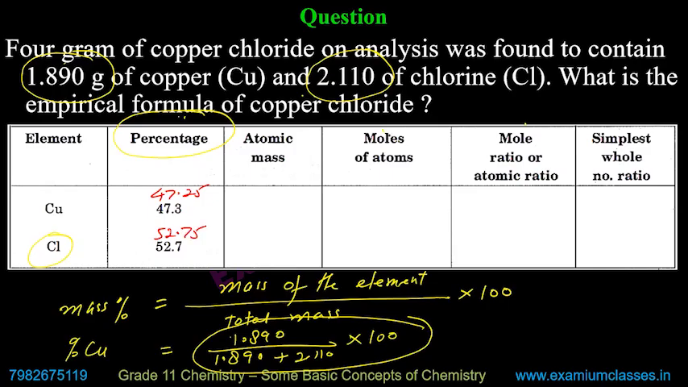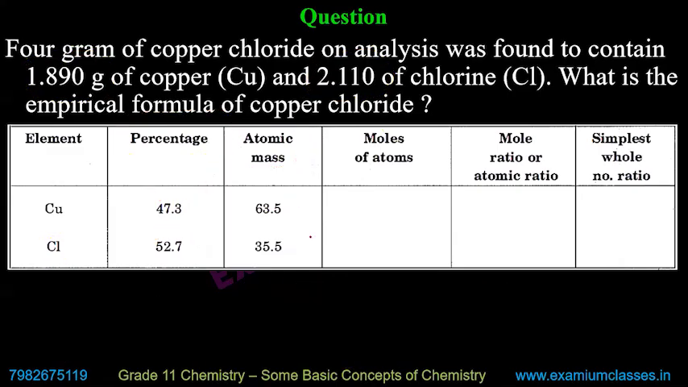Then you have to calculate the molar ratio. For that, you need to calculate moles. To calculate moles, you know it is given mass upon atomic mass, it means you need atomic mass for that. So atomic mass of copper is 63.5 and for chlorine 35.5. To get moles, you know what the relationship is. This is out of 100 grams, 47.3 grams copper, 52.7 grams chlorine.